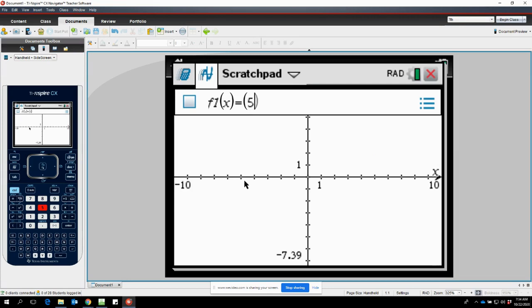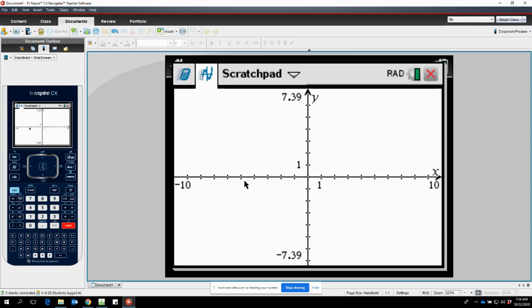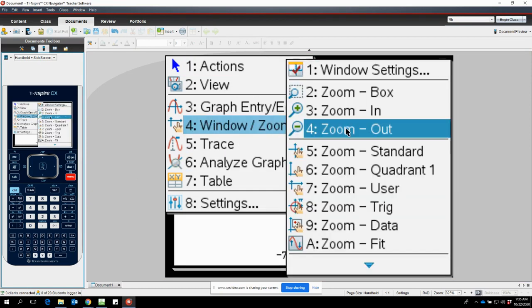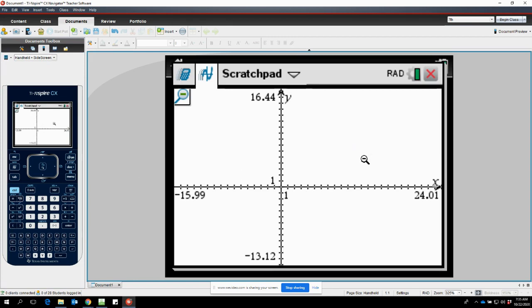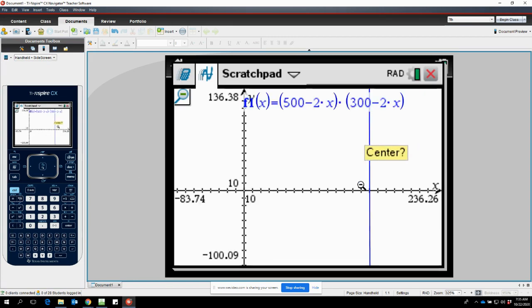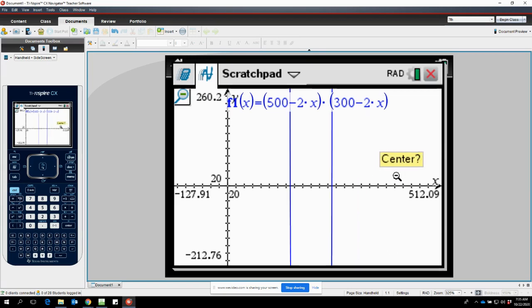So 500 minus 2x times 300 minus 2x, enter. Okay. Make sure you find a good window here, and remember there's different options. I always go to menu, window, zoom, and then zoom out. Press enter, press enter, press enter until we see something. Okay, there I see something, but that's not enough. Okay, there we go. Press enter one more time.